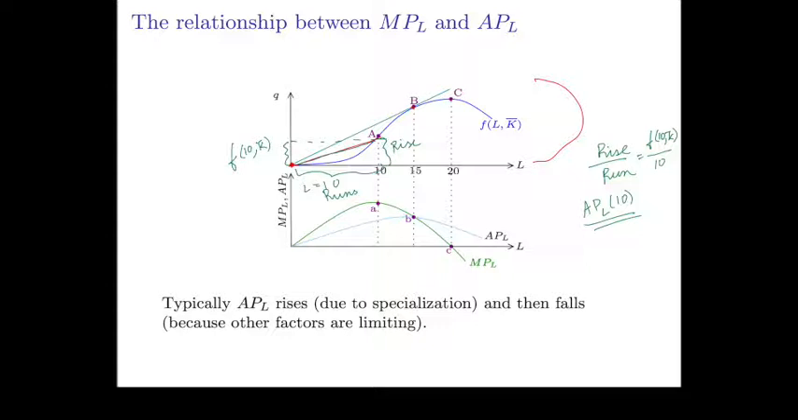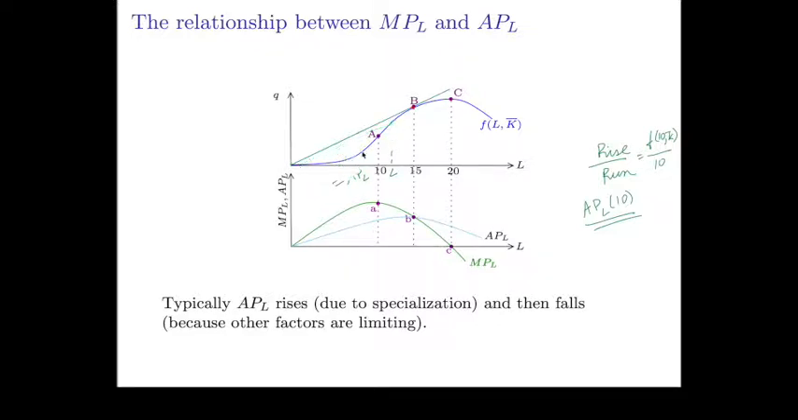In general, for any point on this curve, if you want to know the average product at this amount of labor, you draw a straight line from the origin to the point on the curve, and you look at the slope of this line. That's going to give you the average product of labor.